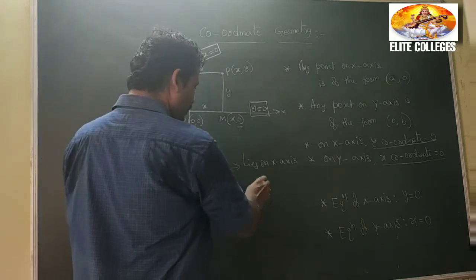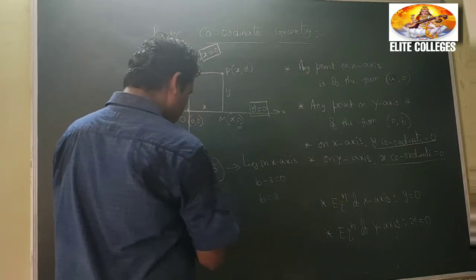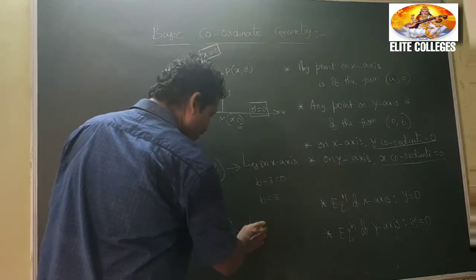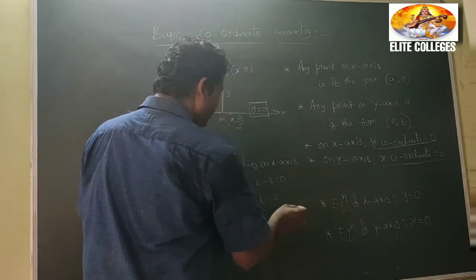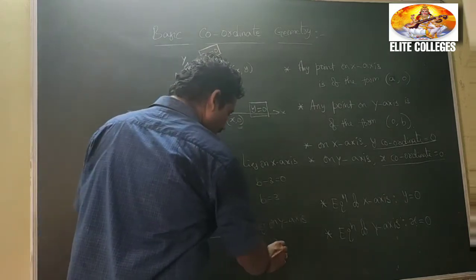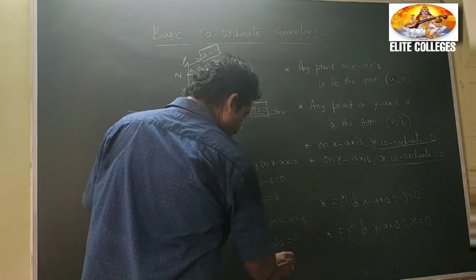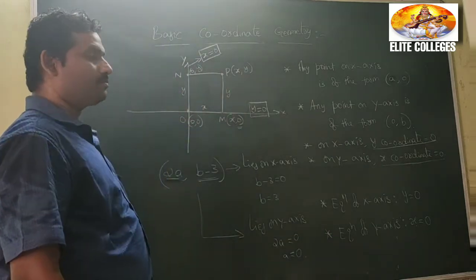What is the y coordinate? B minus 3 equal to 0, so b equals 3. Suppose this point lies on the y-axis. On the y-axis, the x coordinate is 0. What is the x coordinate? 2a equal to 0, so a equals 0. In that way we do.